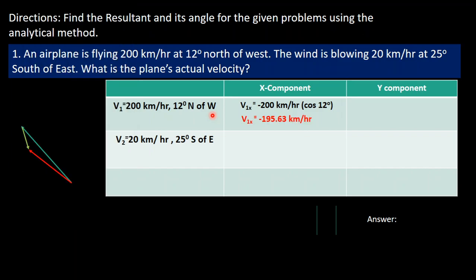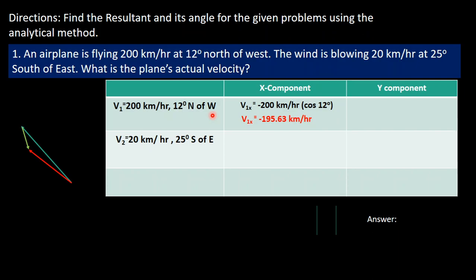And then do the same with the y component. You just simply copy this for v1y. But why is it positive? Because here the y component direction is north, and we all know north is positive, so it's positive here. Then sine 12. Again, why are we using sine for the y component? There will be another video about this. And then you plug in the number.